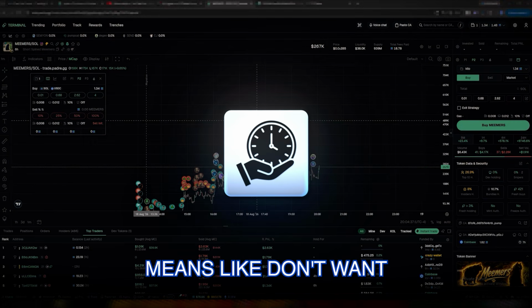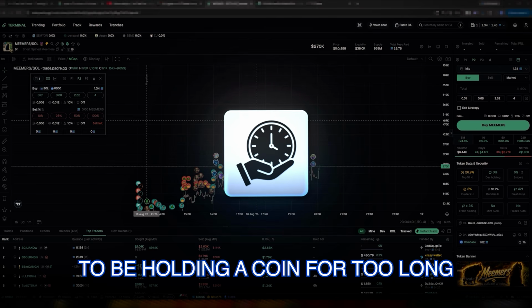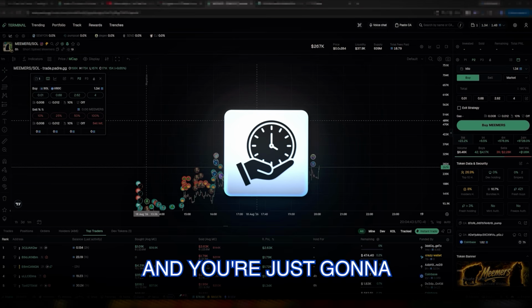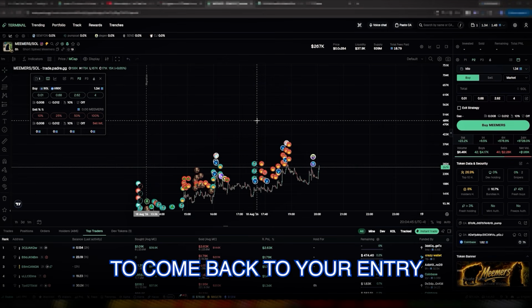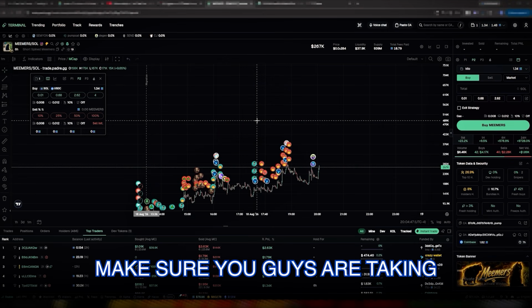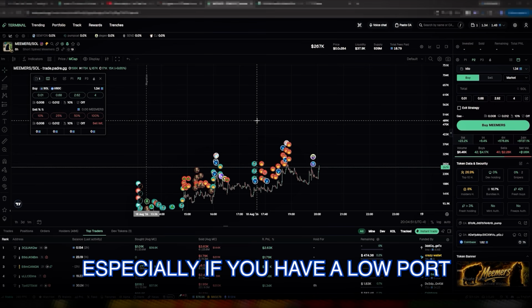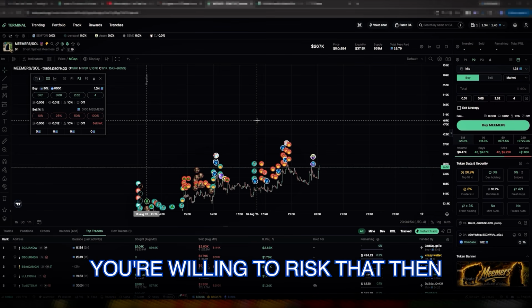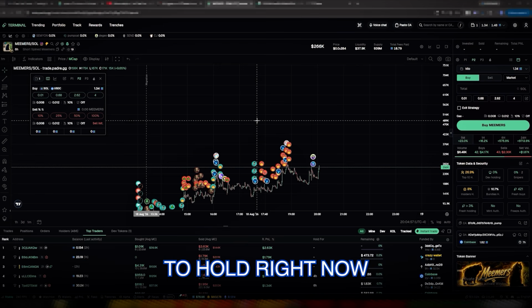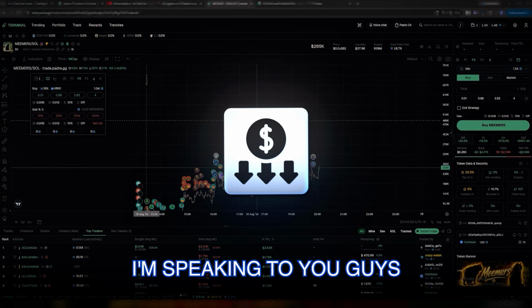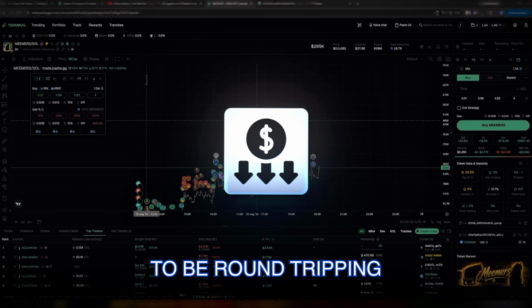Bag holding basically means you don't want to be holding a coin for too long to the point where you're just going to round trip and lose all your profits, and it's just going to come back to your entry and you're going to lose everything. So obviously make sure you're taking aggressive profits on the way up, especially if you have a low port. If you're willing to risk that, then it's fine. You guys do not have the privilege to hold right now. For people that are low ports, I'm speaking to you, you don't have the privilege to be round tripping.